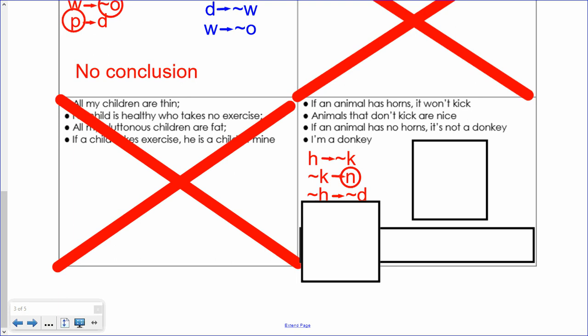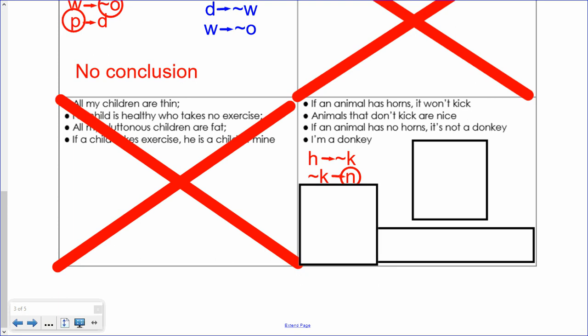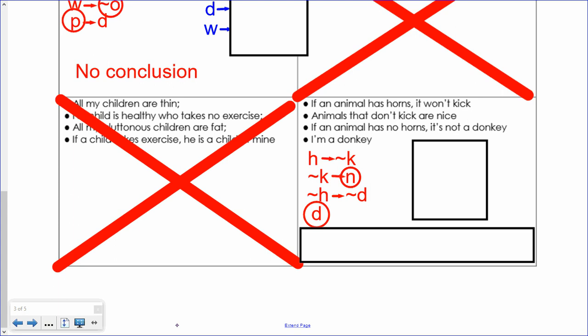And then I'm a donkey. It's just D. That's not a conditional statement, right? There are not two ideas, right? When you have two ideas, you can write that as a conditional statement. If there's only one idea, there's no if or then, it's just one idea. So that's just going to be D.